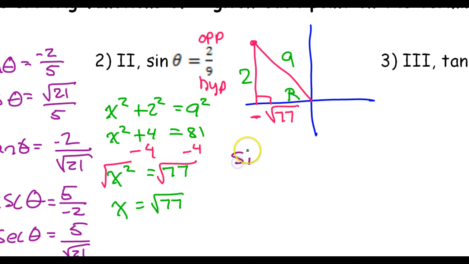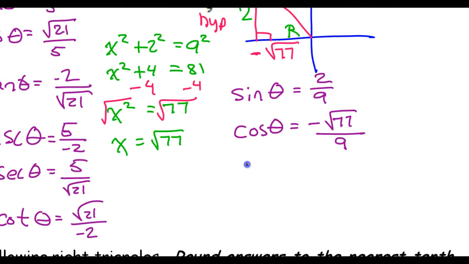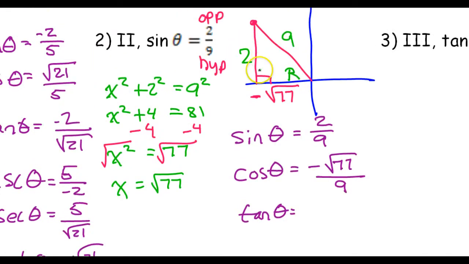Okay, sine is opposite over hypotenuse. So that's 2/9. That's the one we were given, so that makes sense. Then cosine is adjacent leg over hypotenuse. That is negative radical 77 over 9. Okay, and then tangent is opposite over adjacent. So that's 2 over negative radical 77.